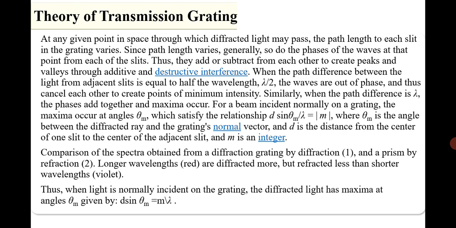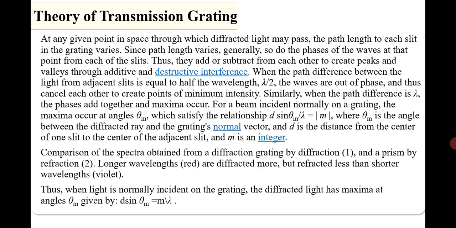When the path difference between the light from adjacent slits is equal to half of the wavelength, lambda by 2, the waves are out of phase and thus cancel each other to create points of minimum intensity. Similarly, when the path difference is lambda, the phases add together and maxima occur.